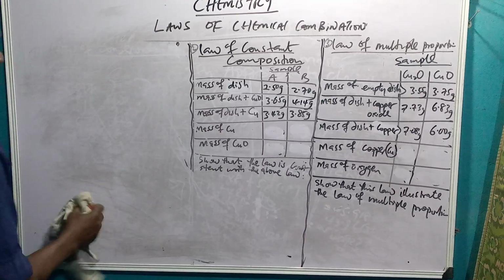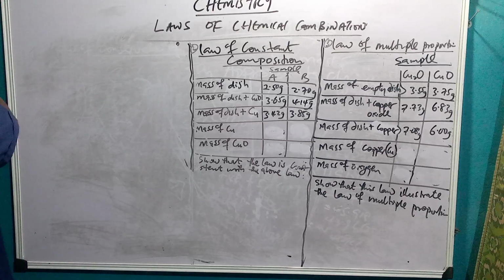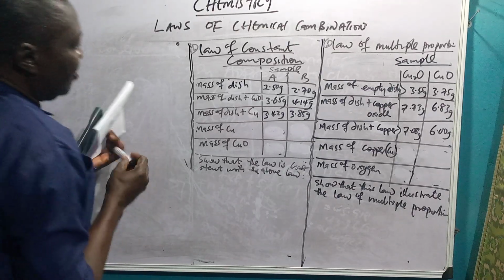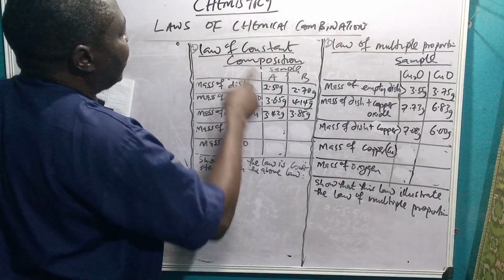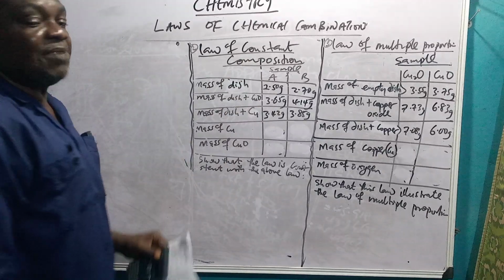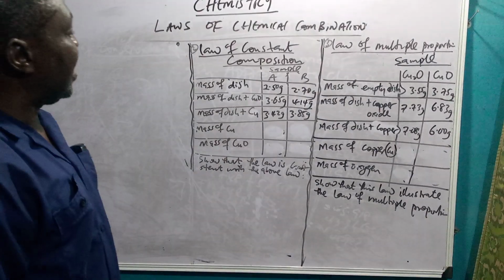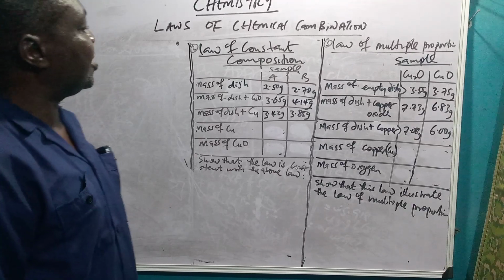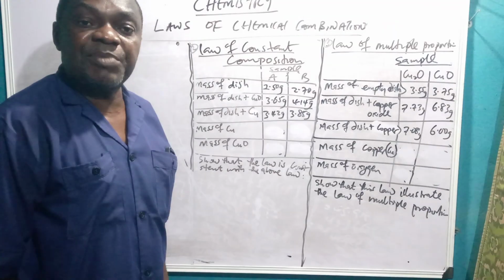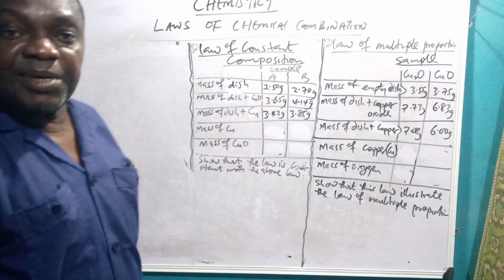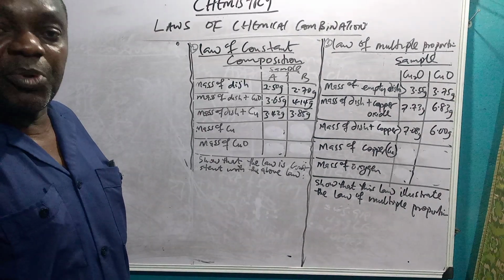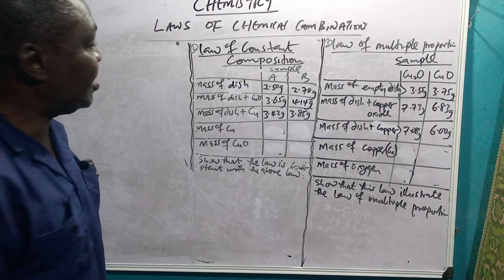Since we have finished the first one, let's have a space where we can do calculations for the second one. Now look at this. This one is known as the law of constant composition or definite proportion. This law states that all pure samples of a particular chemical compound contain the same elements combined together in the same proportion by mass. They are always the same.